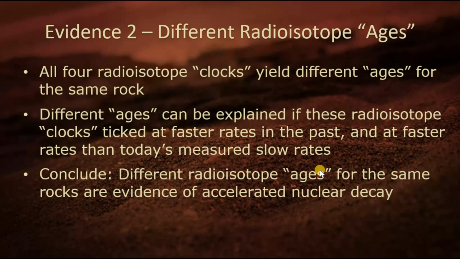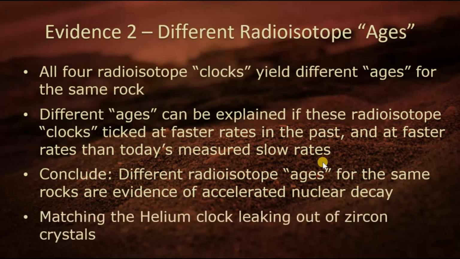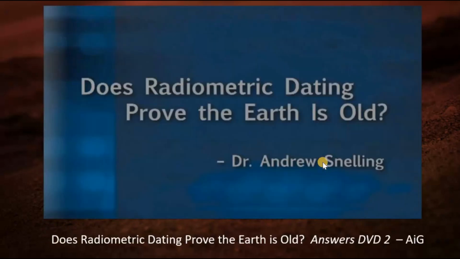So to conclude, different radioisotope ages for the same rocks are evidence of accelerated nuclear decay, matching the helium leaking out of the zircon crystals. I have a short video from Dr. Andrew Snelling, which I used most of his material, where he talks about and summarizes better, does radiometric dating prove the Earth is old? I'll play this.